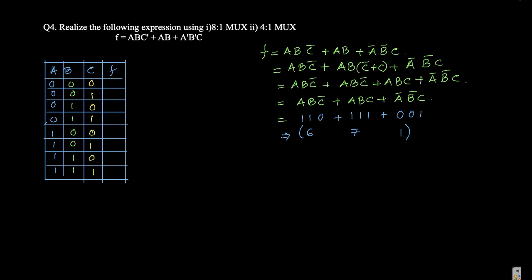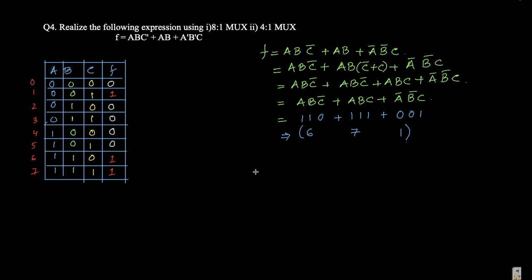And what is the output? Counting positions 0, 1, 2, 3, 4, 5, 6 and 7, at position 6 it becomes 1 because it is SOP form. At those positions the output is 1. If it were POS form, then at these positions it would be 0. The positions 6, 7 and 1 are 1 and all others are 0. So this is your truth table.